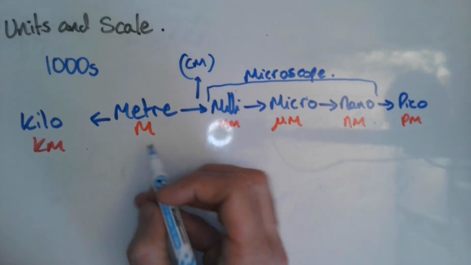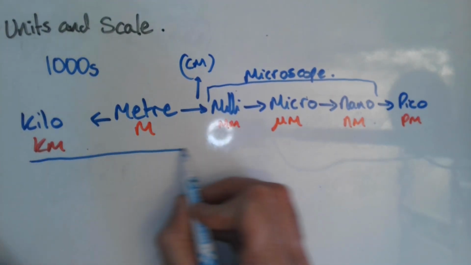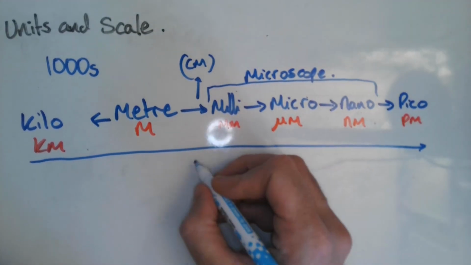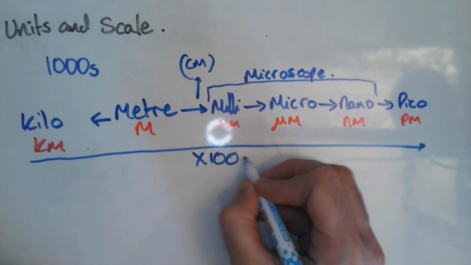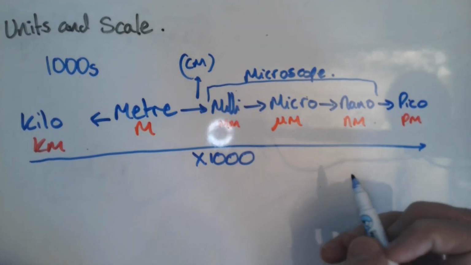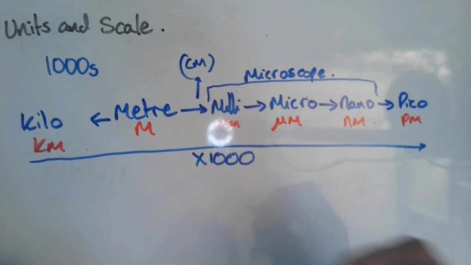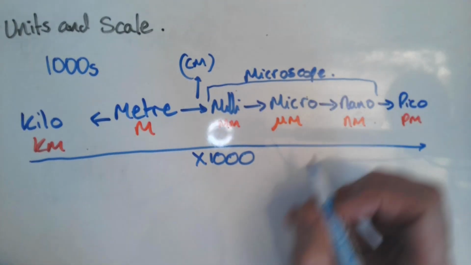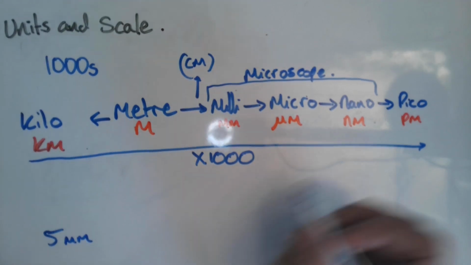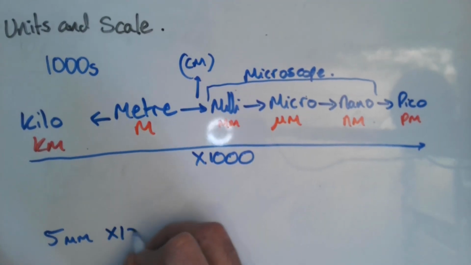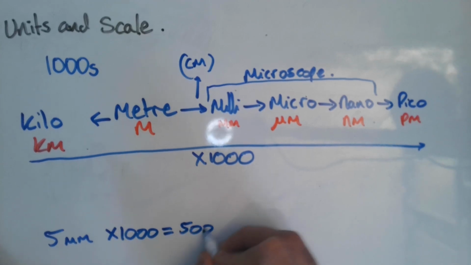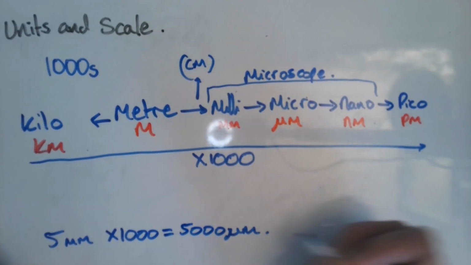Now if I wanted to move down this scale, so I wanted to convert millimeters to micrometers, for example, I would times my number by 1,000. This is because there's 1,000 micrometers in a millimeter, 1,000 nanometers in a micrometer, so on and so forth. So for example, if I had, let's say 5 millimeters, if I wanted to turn that into micrometers, I would multiply that by 1,000, and that would give me 5,000 micrometers.